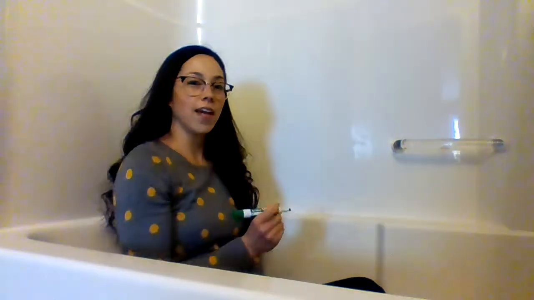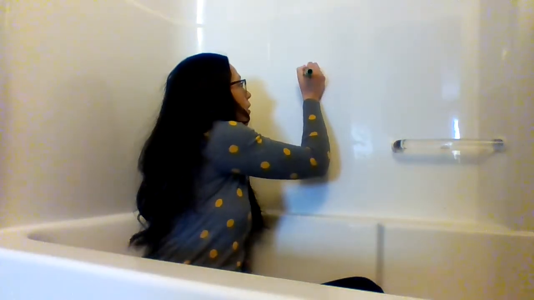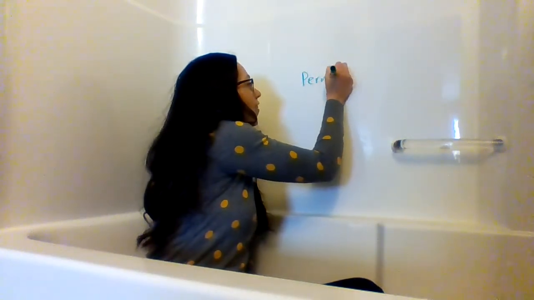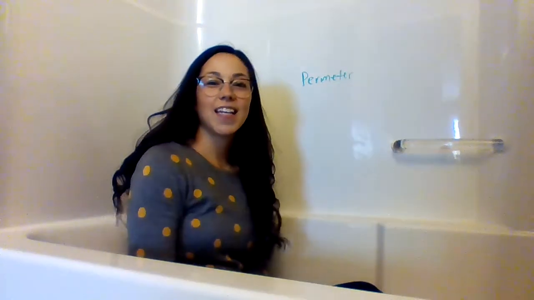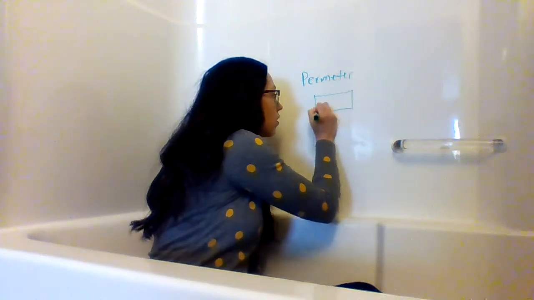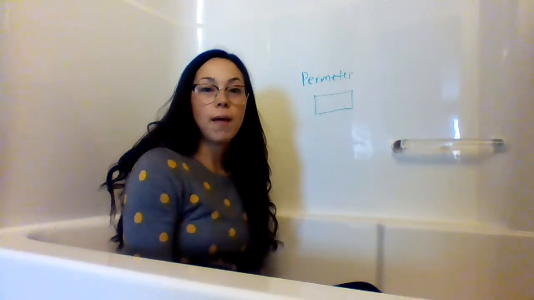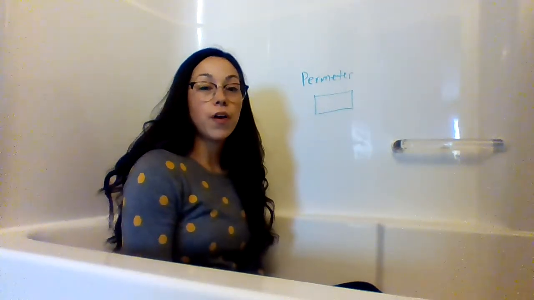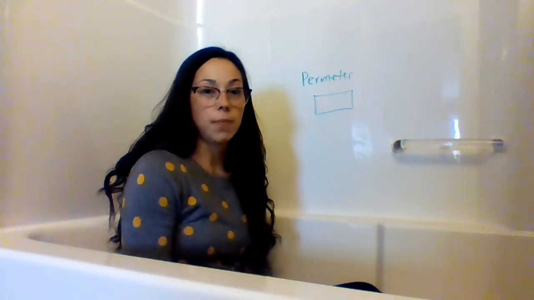All right, so we're going to review perimeter here. Okay, so remember perimeter is the outside of an object. So if I have a rectangle here, just a reminder that perimeter is the measurement of the whole outside of the shape.